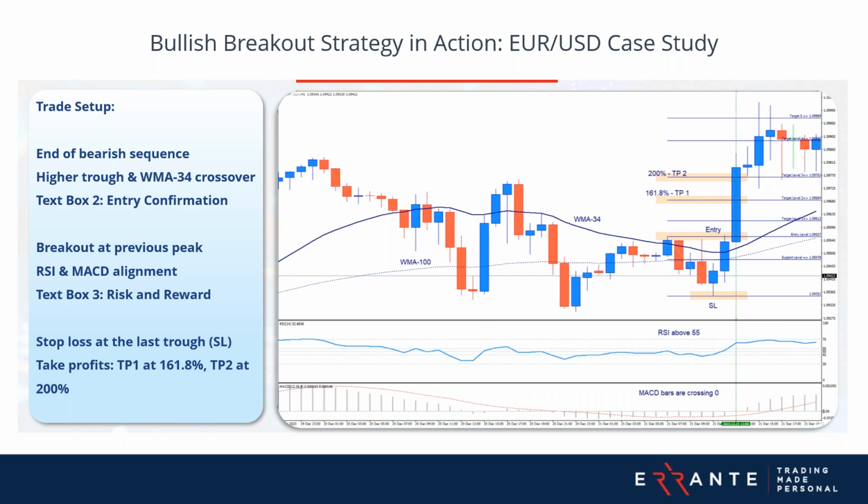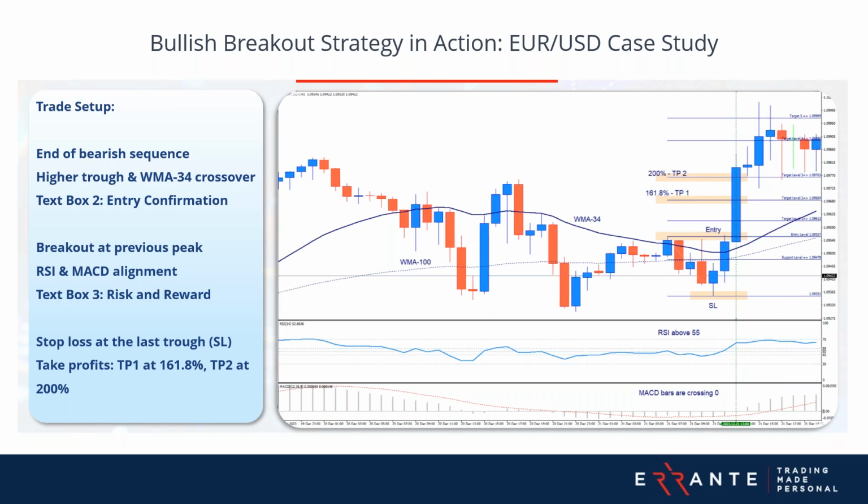The chart here before us displays the termination of a bearish sequence, as you see, characterized by the market formation of a higher price bottom. This higher bottom is significant as it marks the potential reversal of the preceding bearish trend. Subsequently, we observe a decisive crossover with the price breaching the weighted moving average over 34 periods, as we stated here as WMA 34, a clear signal that bullish momentum is building.